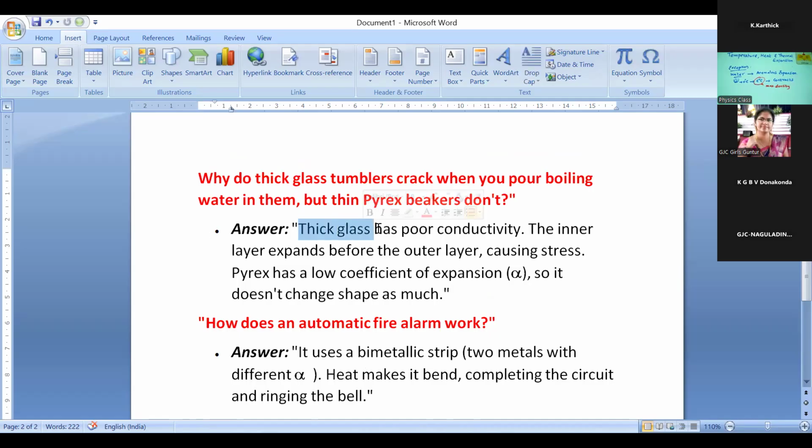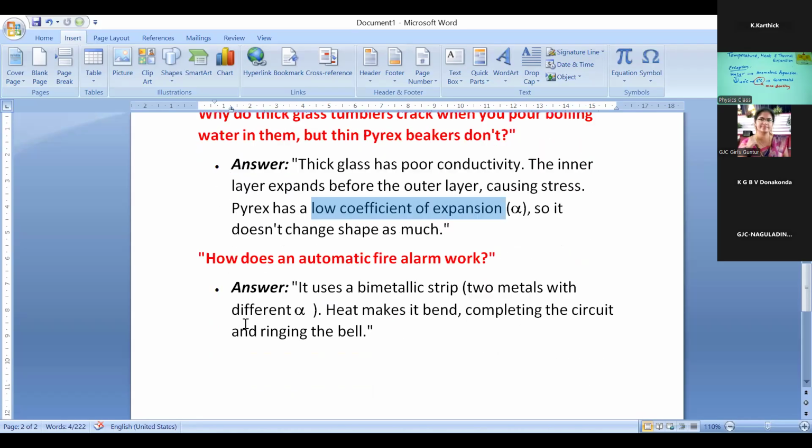Thick glass has poor conductivity. The inner layer expands before the outer layer, causing stress. But Pyrex has a low coefficient of expansion. Already you know that, alpha or alpha L. So generally alpha, low coefficient of expansion, so it does not change shape as much. So a Pyrex beaker is best for this type of case.